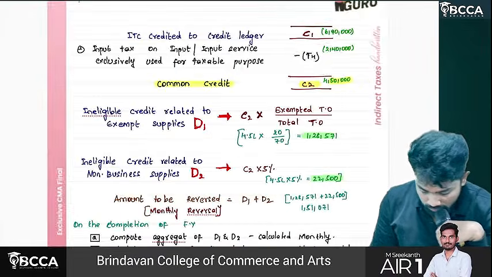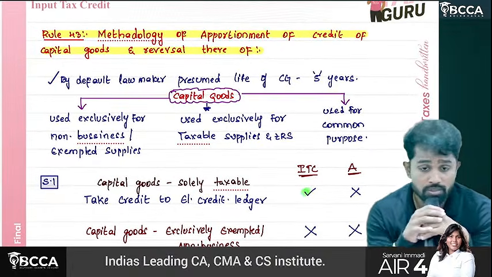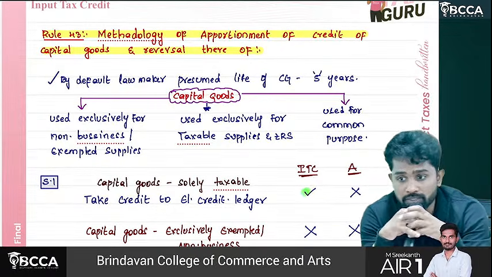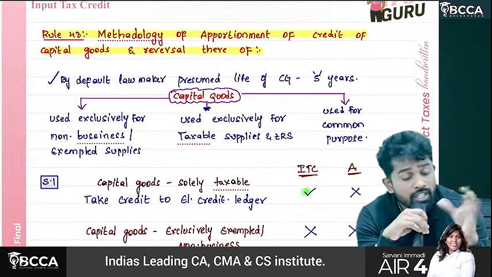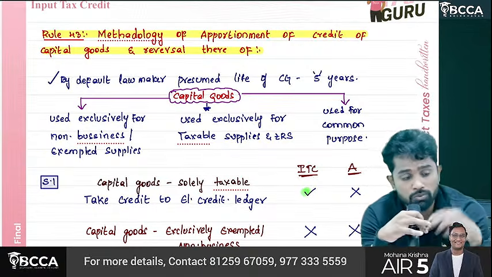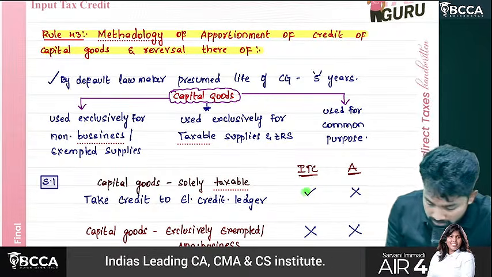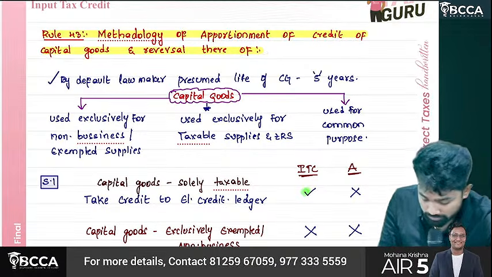So then we are moving on to rule 43. Sir, rule 43 is about what? Sir, what we discussed is like when inputs are used for common purpose. Now what we are going to discuss is when capital goods are used for common purpose, not inputs. What used? Capital goods are used for common purpose. See, methodology for apportionment of credit of capital goods and reversal thereof.